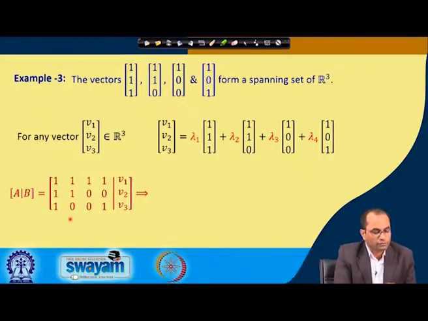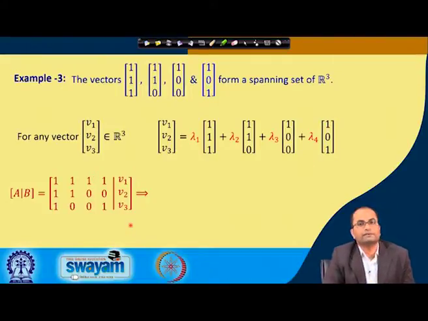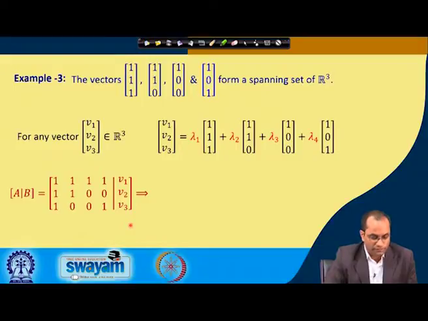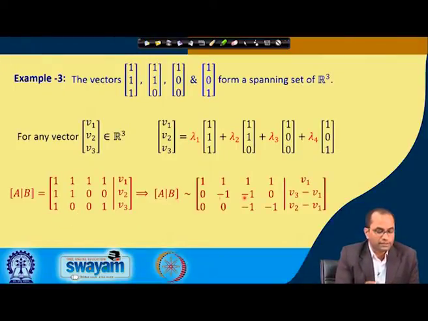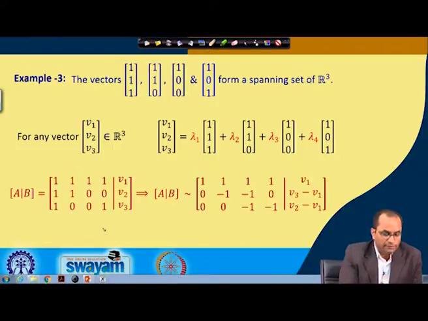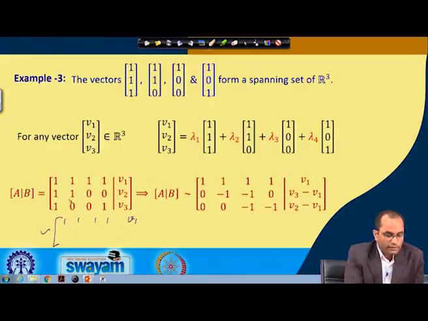So, having these 3 equations and 4 unknowns, we will again set up the augmented matrix. Our augmented matrix now, these columns will be these vectors: 1 1 1, 1 1 0, 1 0 0 and 1 0 1, with the right hand side v1, v2 and v3. This augmented matrix we can reduce to the echelon form, which is, I believe, very simple again. The first row will remain as it is, v1, and then here we will make it 0. So, we will subtract row 1.